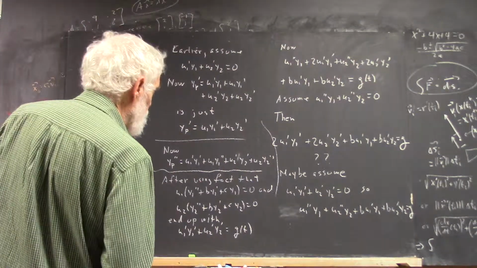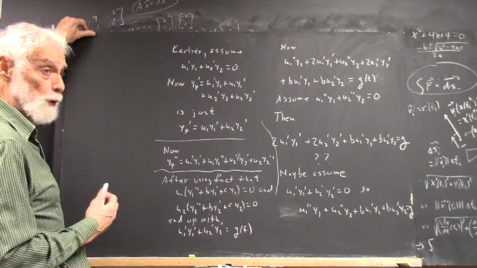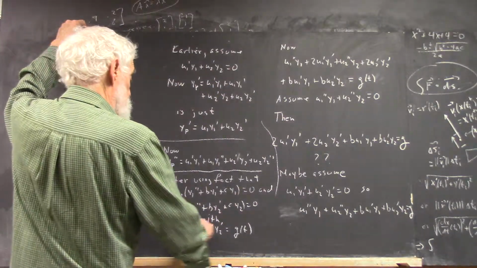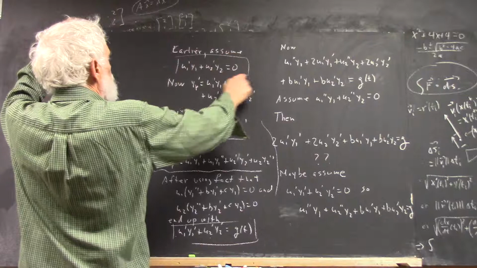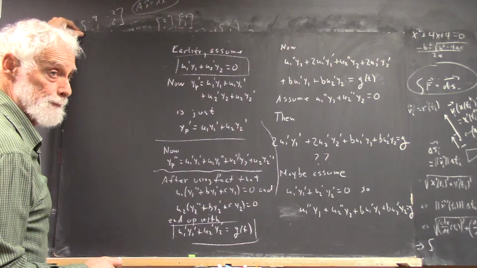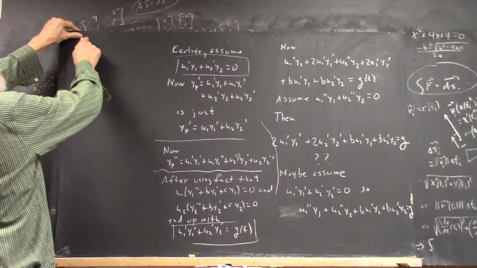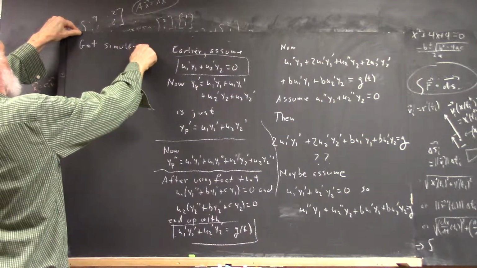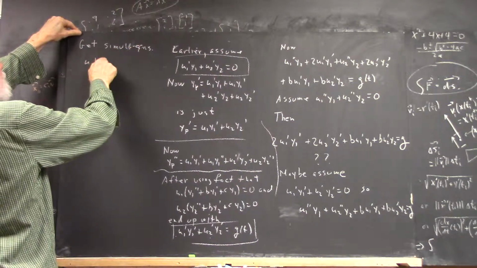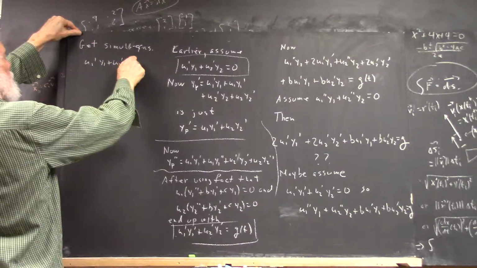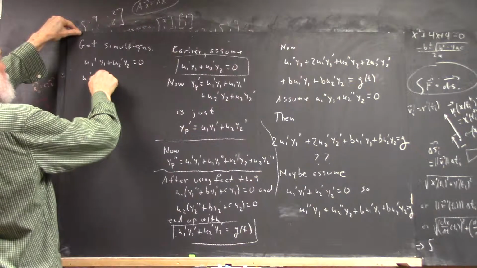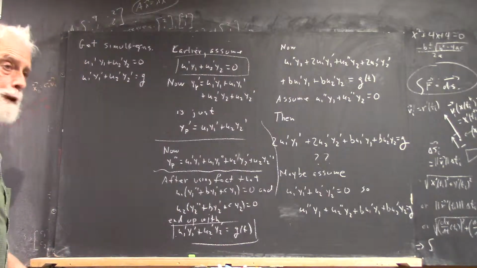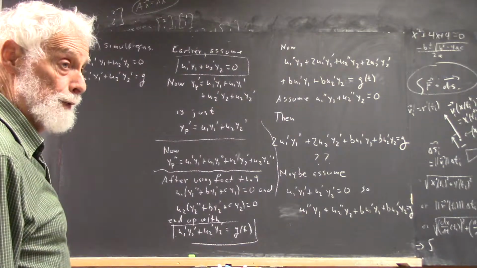Okay, so what we end up with then is two simultaneous equations in U1 prime and U2 prime. Okay? This one and this one that we originally assumed. Okay? Let me know if that's what ends up happening. Okay? What are the solutions of that equation?